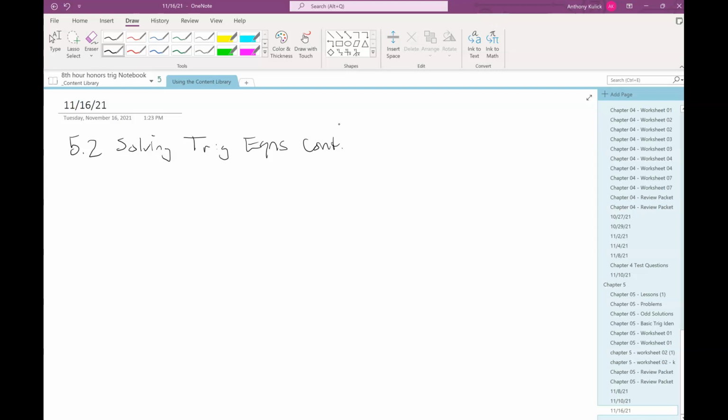So section 5.2, we've been talking about solving trig equations. So let's just continue looking at some examples. In these examples we're going to be solving for x on the interval from 0 to 2 pi. Notice that 0 has the bracket and 2 pi has a parenthesis. So that means 0 could be a feasible answer, but 2 pi could not be, right?